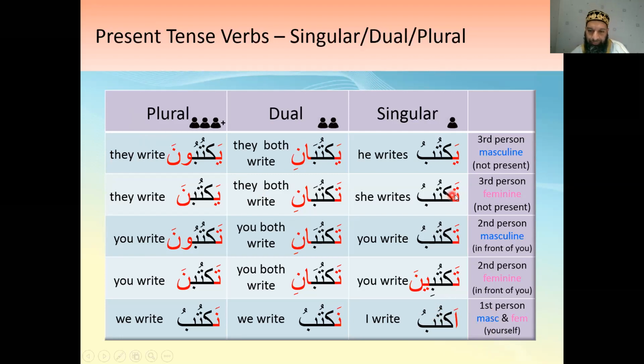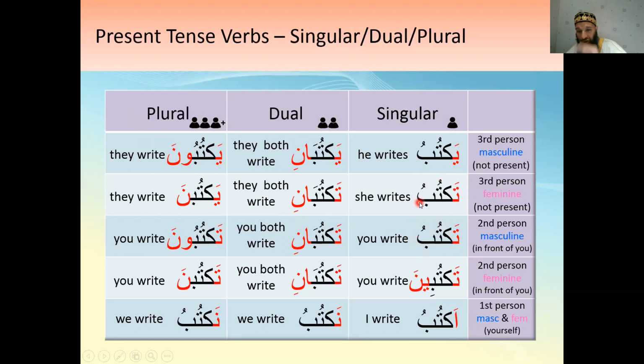Right, okay, next one. Let's look at the feminine. The feminine ones are difficult, okay? A bit harder. Taktubu. It's the same as this one. Taktubu, it's the same. So the context of the sentence would tell you if it's a she. It's talking about she, so taktubu would be she. So taktubu can be masculine or feminine.